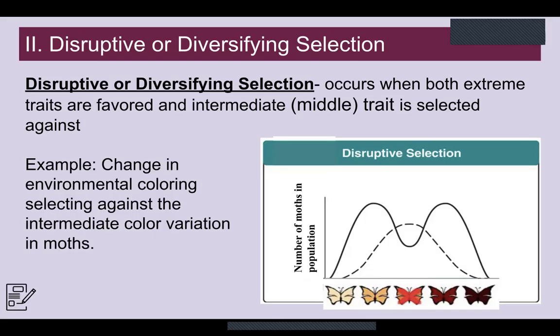And something changed. The original population is the dotted line. Something changed in that population, and now the extreme colors, the darker and the lighter, are being selected for. Can you guys think of anything that might represent this? If you can't, go ahead and watch this video and it will give you the answer.